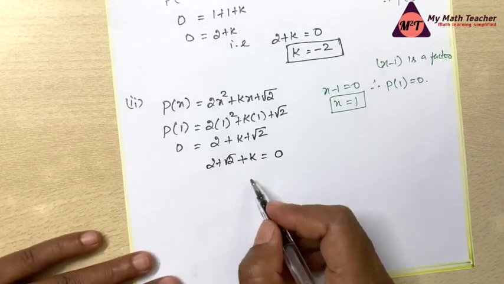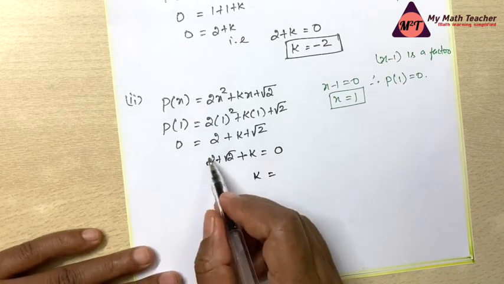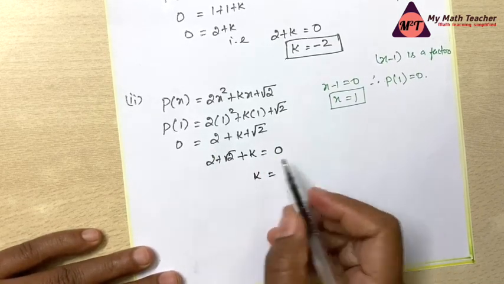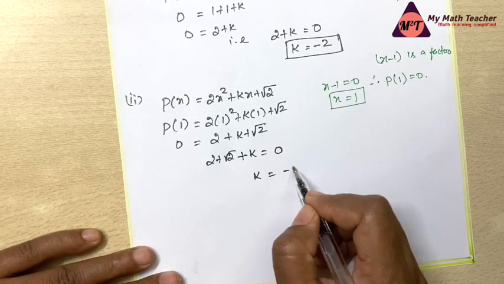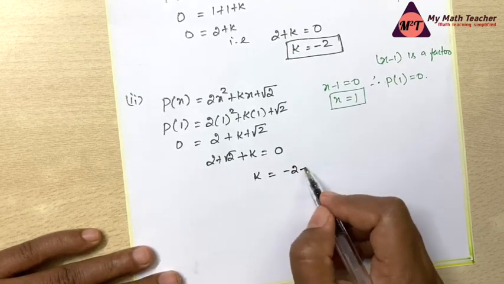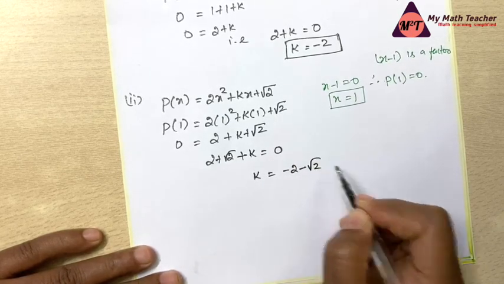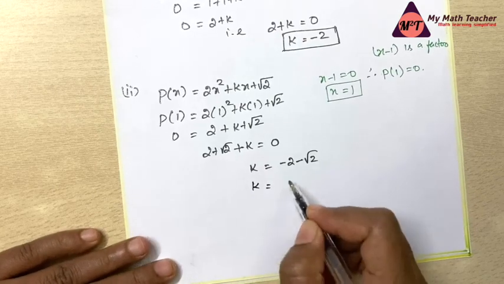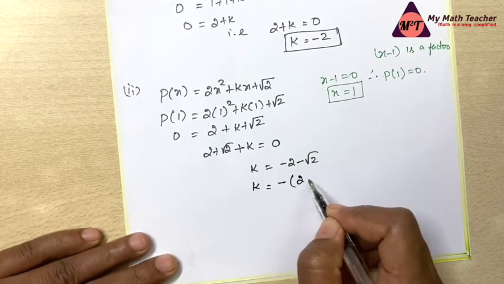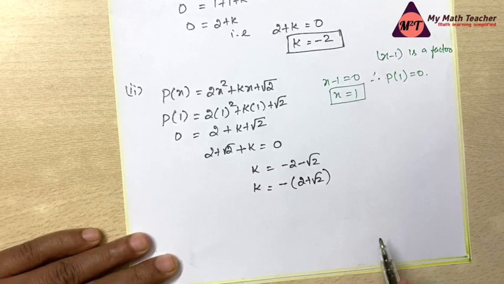We need k value. So k is equal to, bring all the numerals to the other side. Plus 2 will be minus 2 and plus root 2 will be minus root 2. Or we can write like this, k is equal to minus 2 minus root 2. This is the k value.